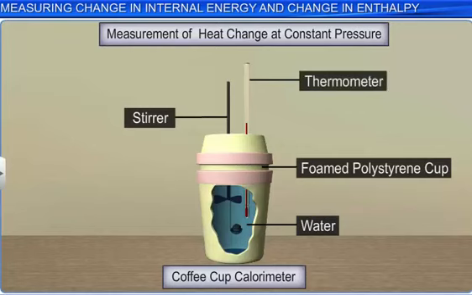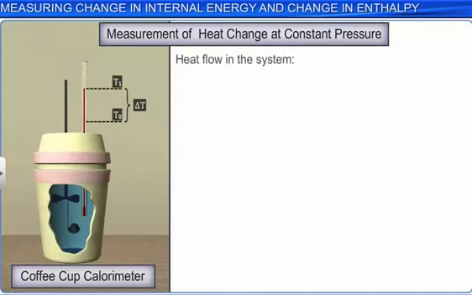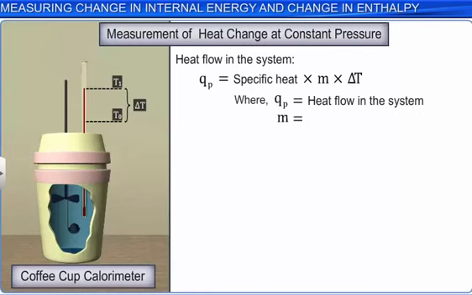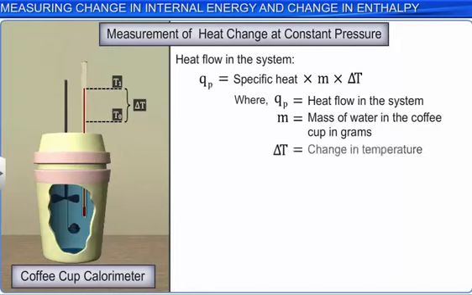When a reaction occurs in the coffee cup calorimeter, the heat change is measured in terms of the change in the temperature of the system. Heat flow in the system is calculated by using the relation Qp = specific heat × m × delta T, where Qp is the heat flow in the system, m is the mass of water in the coffee cup in grams, and delta T is the change in temperature. Specific heat of water is taken as 4.184 joules per Kelvin per gram.